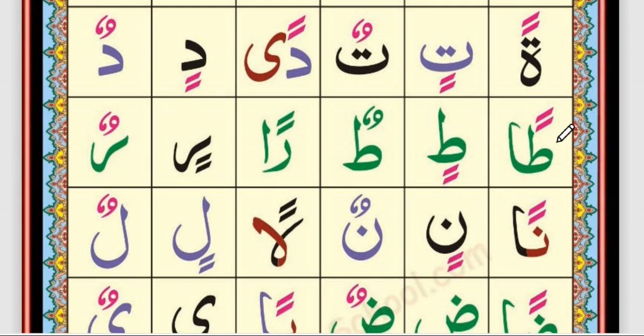This is ta, and ta is a mustalia letter. Mustalia letters are those letters in Arabic which are always read with a full mouth, thick voice, thick tone. So we will read ta with a thick voice, and ta, dal and ta have the same pronunciation. You have to touch your tip of the tongue to the roots of upper front teeth. Ta, two zabar, twan. Ta, two zer, twin. Ta, two pesh, tun.